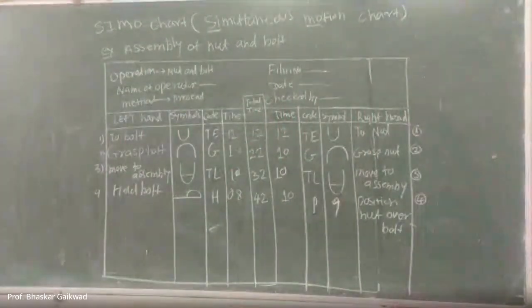So we can reduce certain times while grasping, while holding, while searching, while selecting. So this is a main importance of our CMO chart. Next, resequencing of productive therbligs to reduce the cycle time. Now this is the cycle time.